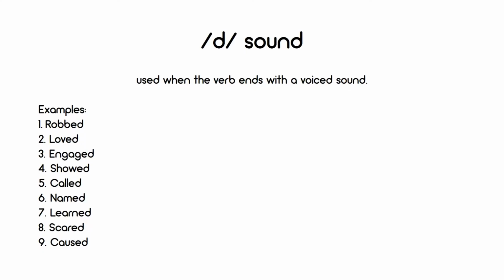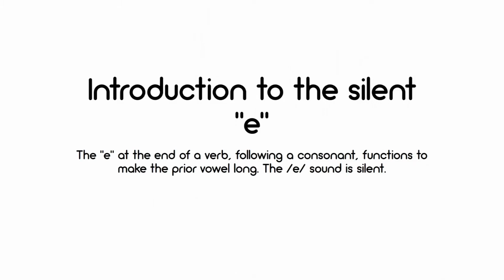For example, amazed. Now, let's discuss something fundamental in the English language. The reason why we have these different sounds. The silent E. I'd like to give an introduction to the silent E. What do I mean by this? It's the E at the end of a verb following a consonant which functions to make the prior vowel long. The E sound is silent.